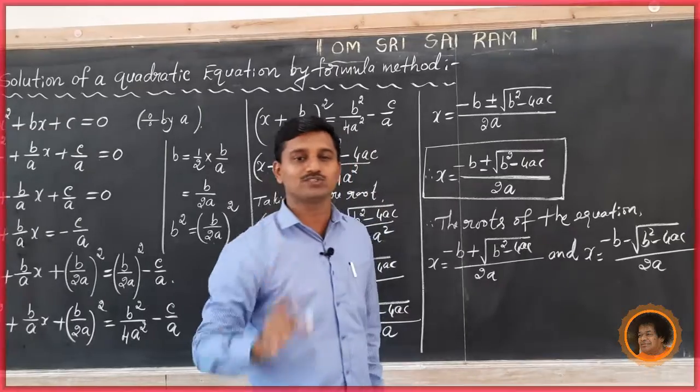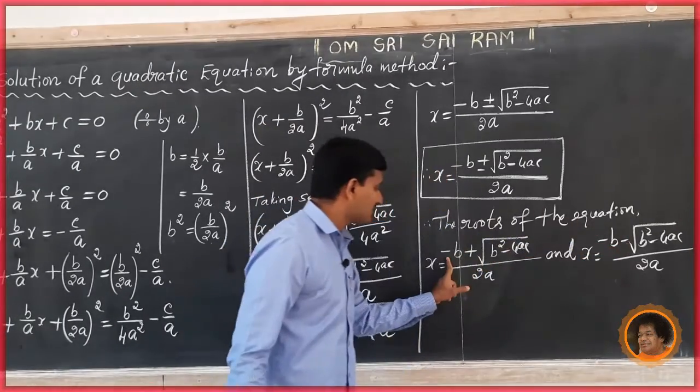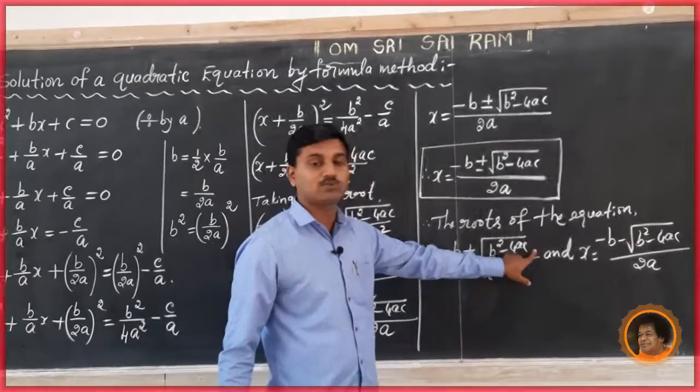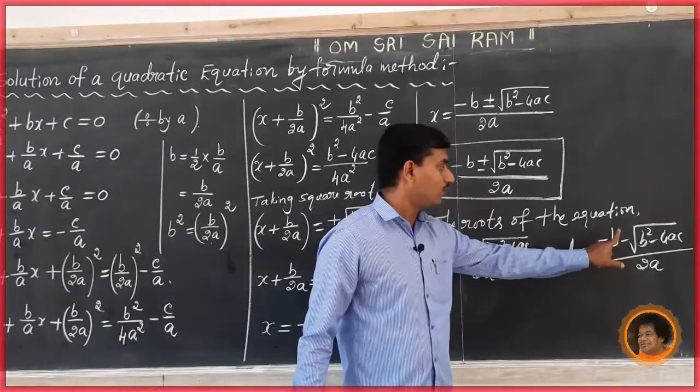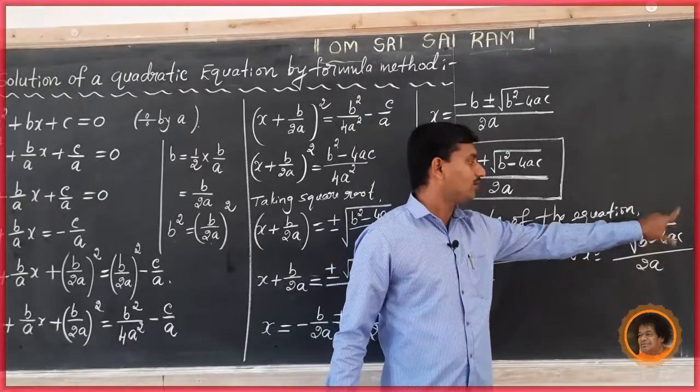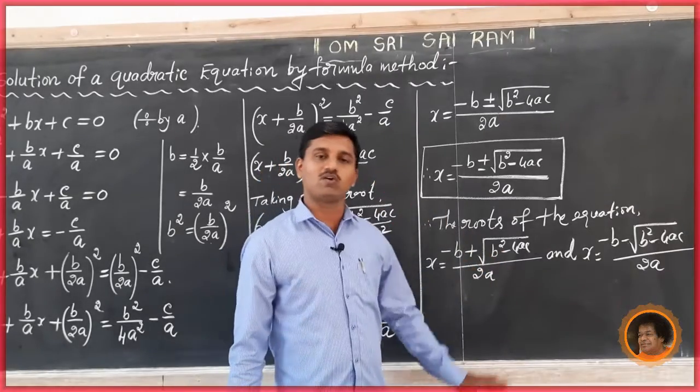So these are the roots of the quadratic equation. One is a plus, another one is a minus. So x equal to minus b plus square root of b square minus 4ac divided by 2a, and one more root x equal to minus b minus square root of b square minus 4ac divided by 2a. So these are the roots of the quadratic equation.